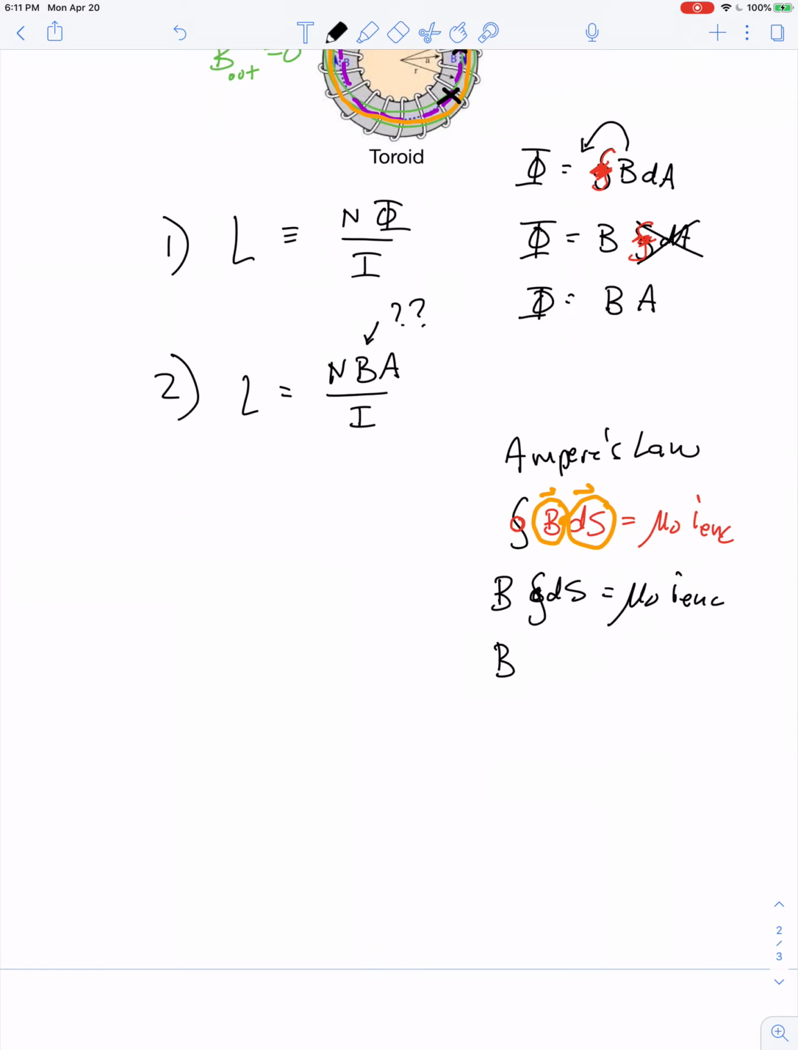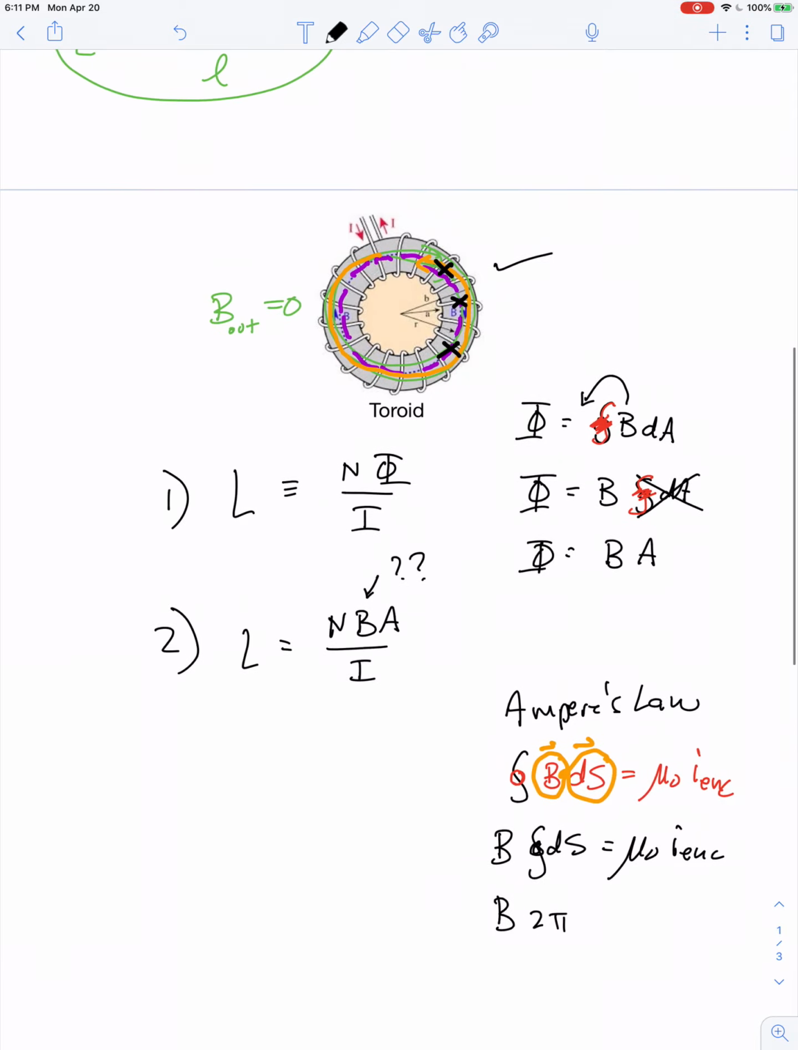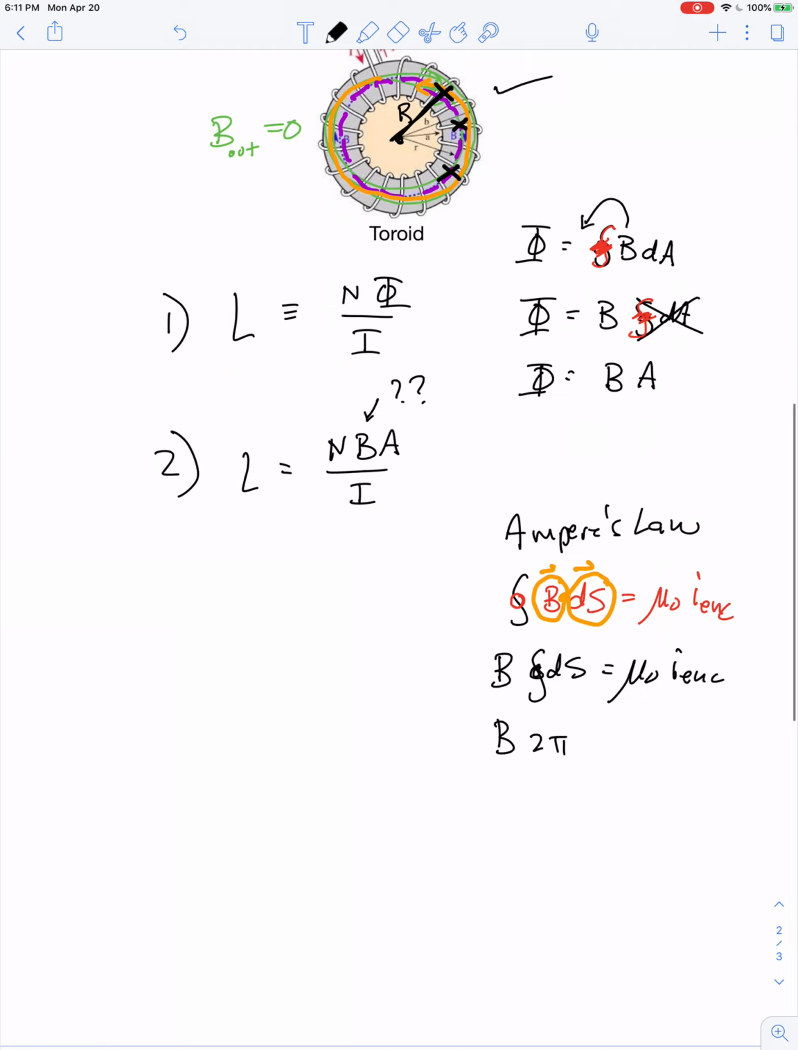This gives me B times 2 pi. Here, let's call the radius of our toroid capital R. So we get B times 2 pi R is equal to mu naught.